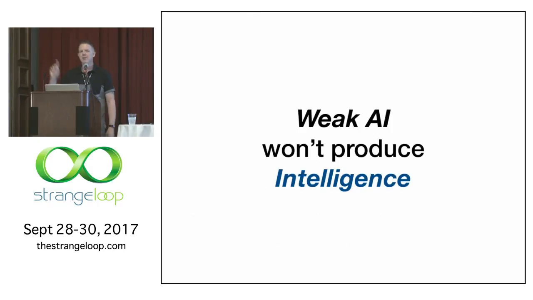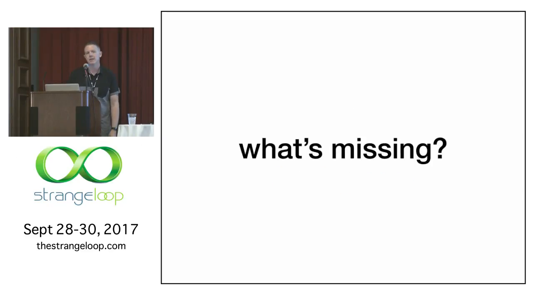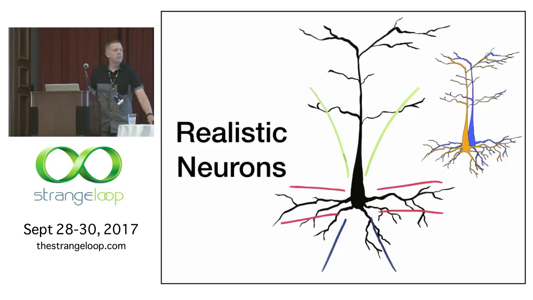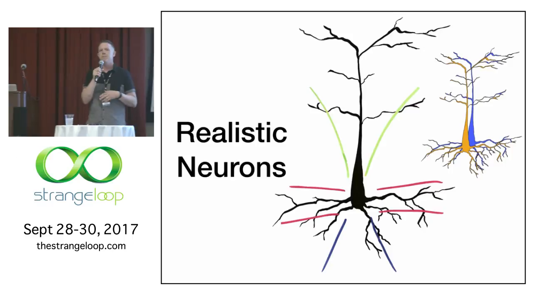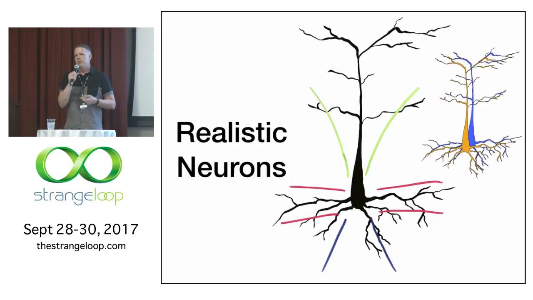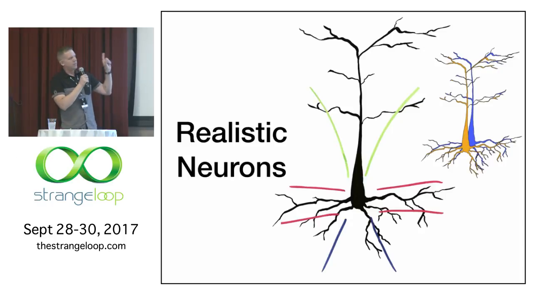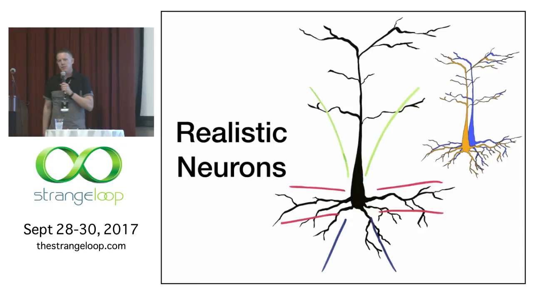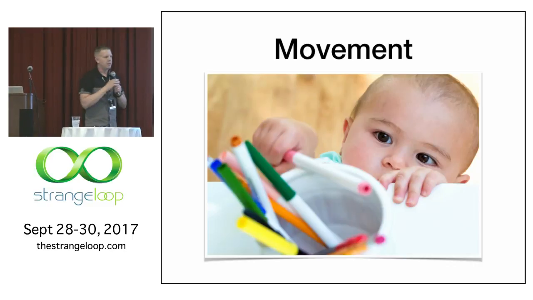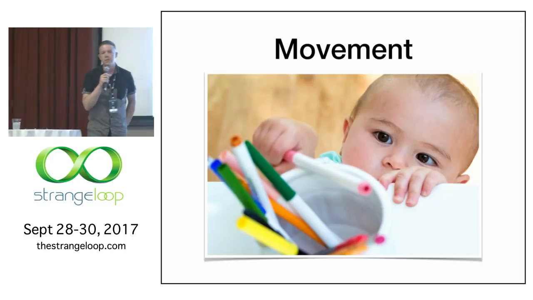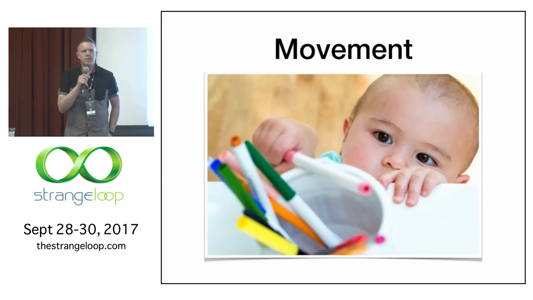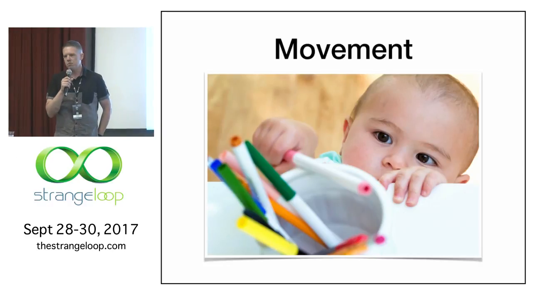All right, I've already talked to you about this. I don't think weak AI will produce intelligence for the reasons that I've sort of told you, but I'm going to tell you explicitly why and what's missing. So there's two things. One is realistic neurons. I mentioned that the point neuron that's used in machine learning systems today is too simple. So I'm going to tell you what we need to model in this neuron. And the other thing, which may not be immediately evident to you, is that for an intelligent system to exist, it has to be able to move.